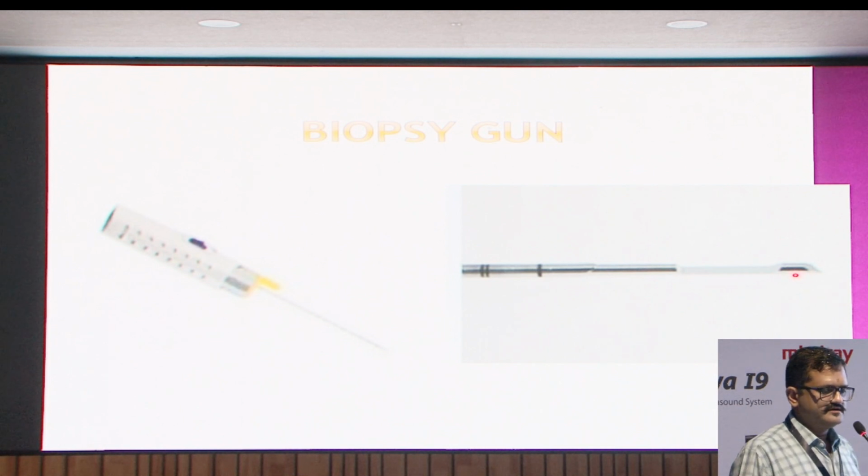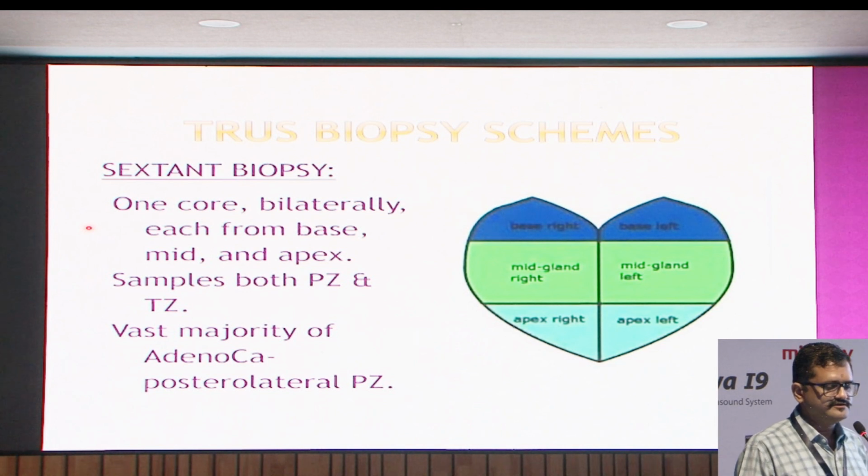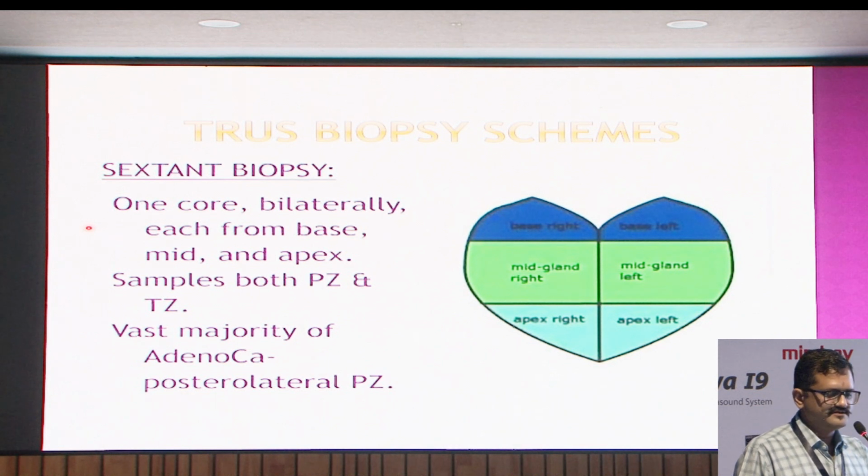Now coming to TRUS biopsy schemes: the sextant biopsy scheme, which includes one core bilaterally, each from base, mid and apex of the gland. The samples include both peripheral zone and transition zone. The vast majority of adenocarcinomas are located posterolaterally in the peripheral zone.